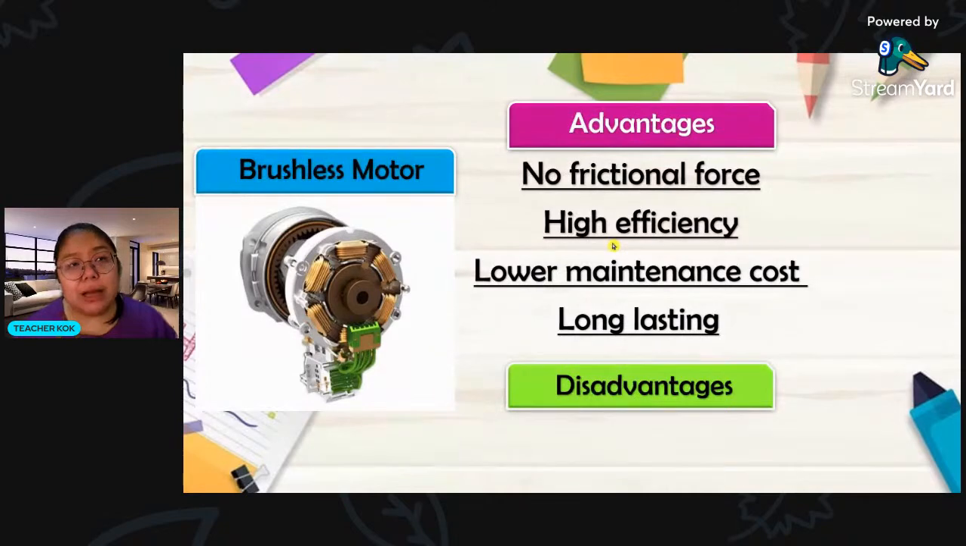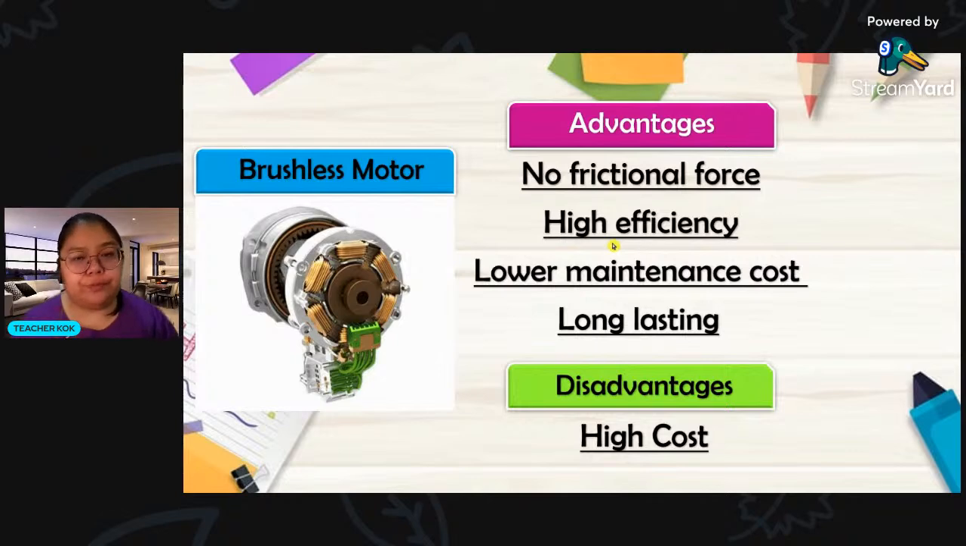Lower maintenance cost, that means they are used for a longer time. That means they also do not often need to go for service. Only one disadvantage: high cost. The cost must be higher, because you say this one is good, right? So the cost must be high. Okay, so this is the difference between the brushless and the brush motor.